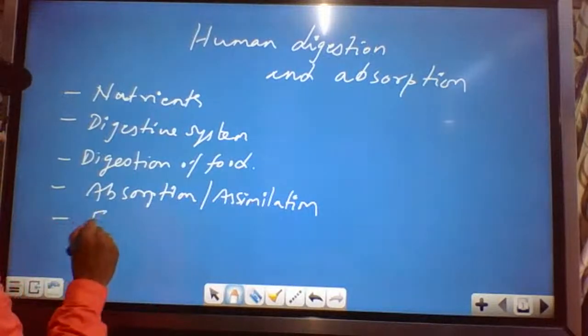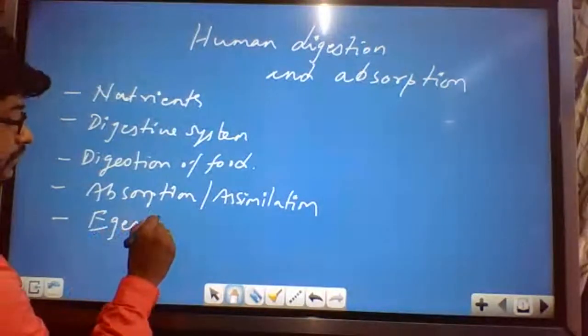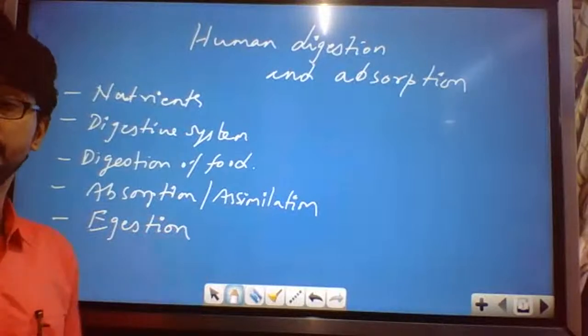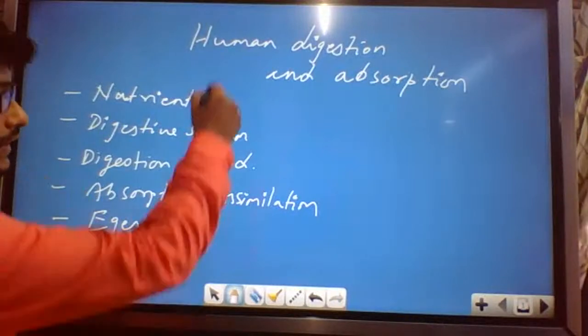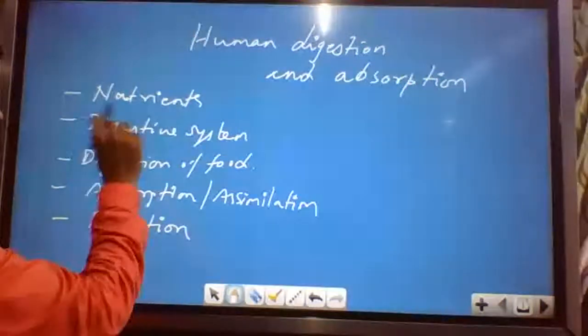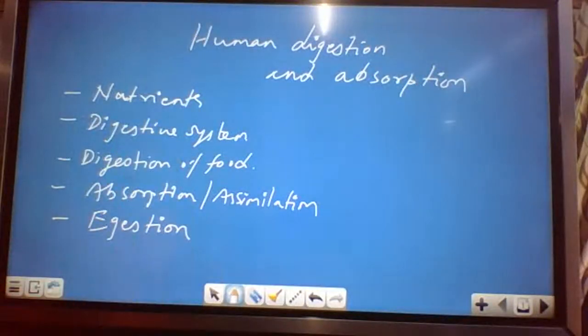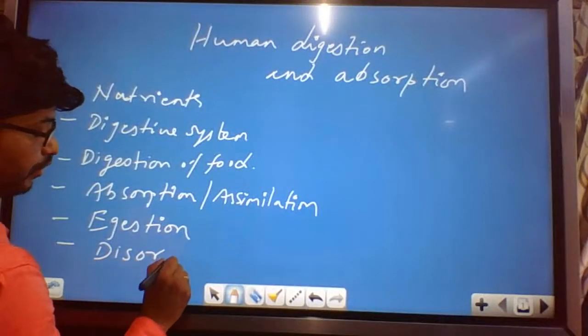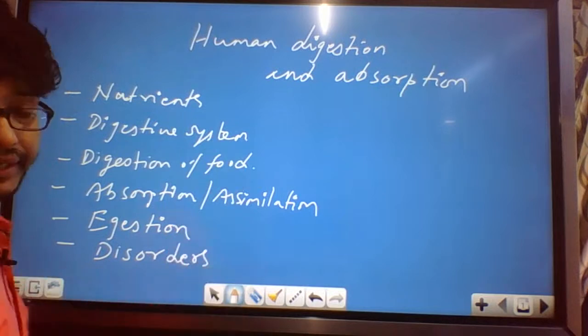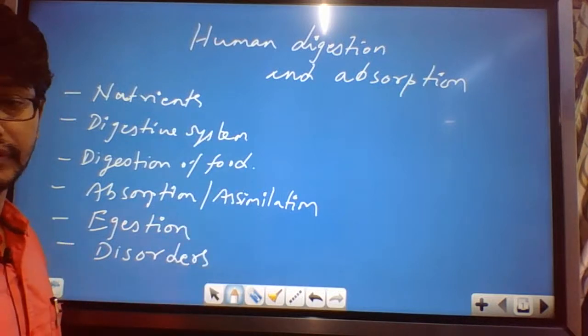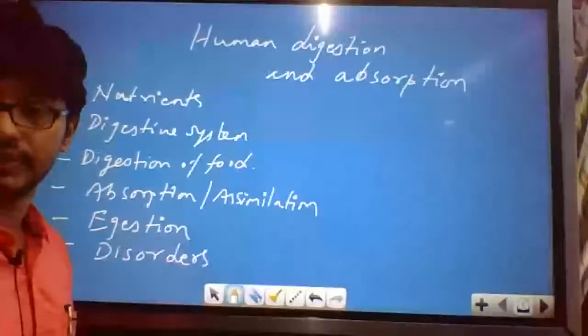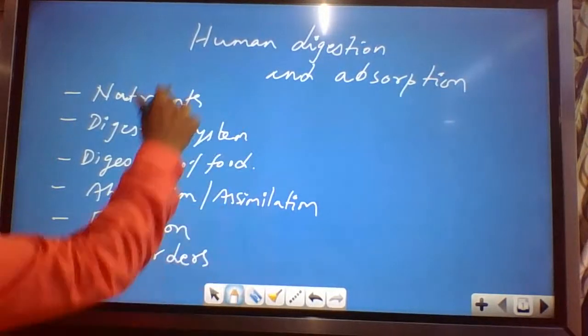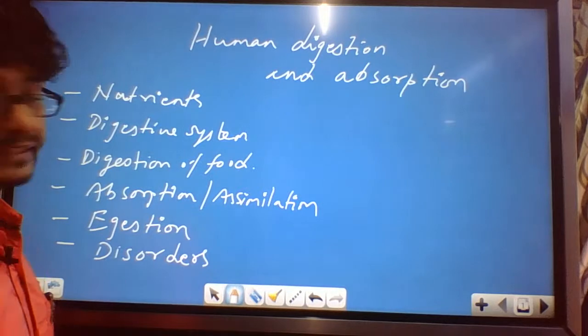And at the last stage is egestion: the undigested food and all the wastages have to be eliminated out of the body. So in this chapter we're going to discuss nutrients, the digestive system, digestion of food, absorption, assimilation, and egestion. At last, we will discuss the disorders, the food-related and digestive-related disorders. By this, we're going to sum up this chapter. So this is the outline or synopsis for today.